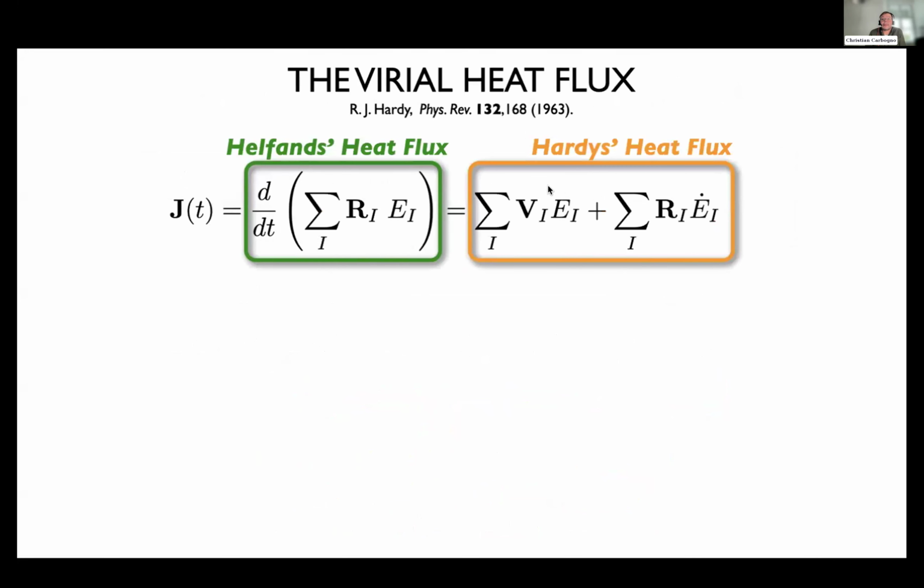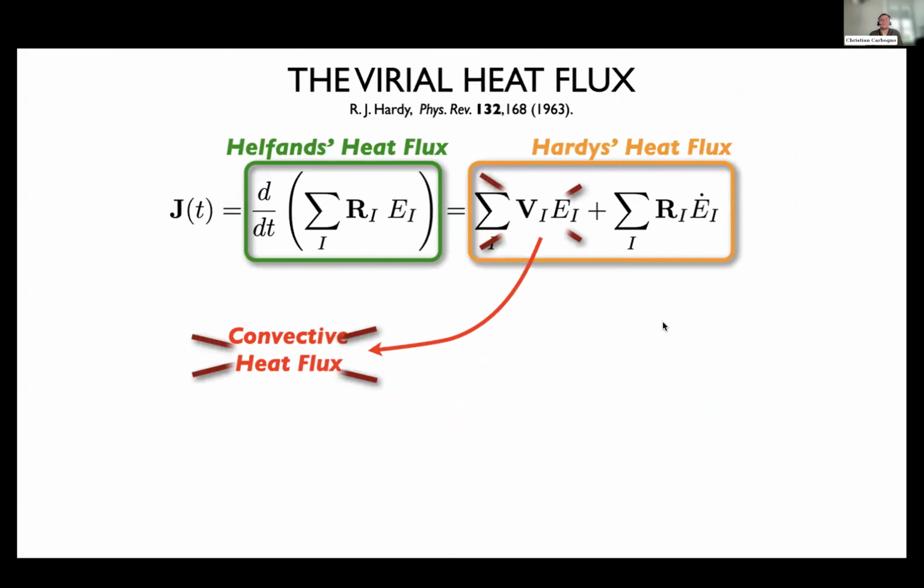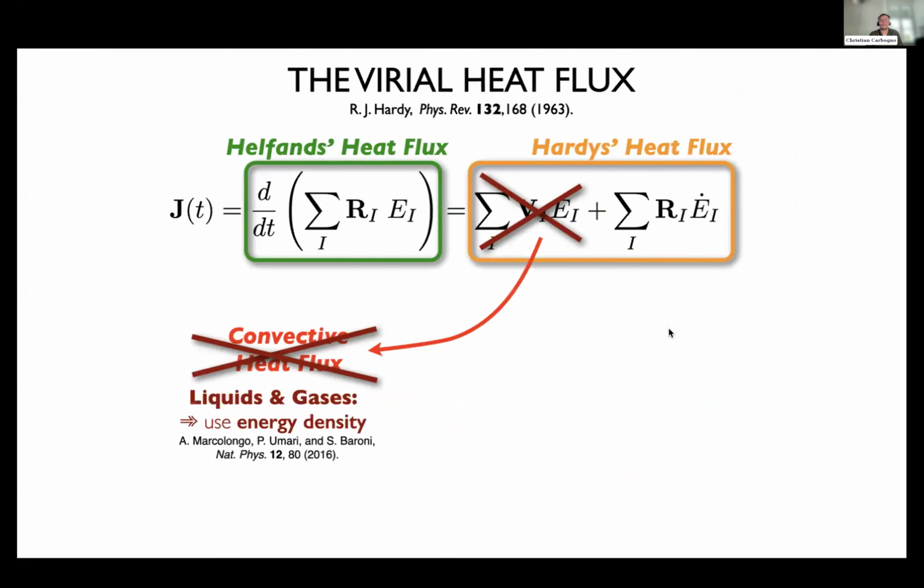and then we get two terms. The first term, velocity times energy, describes convection. This is important in liquids and gases, where, for instance, a molecule carries a certain amount of energy, flies through the room and brings that energy to another place. In solids, where typically diffusion is negligible, there is no mass transport, so we can also neglect this convection part. Then we're left with the second term, which only involves time derivatives of this energy.